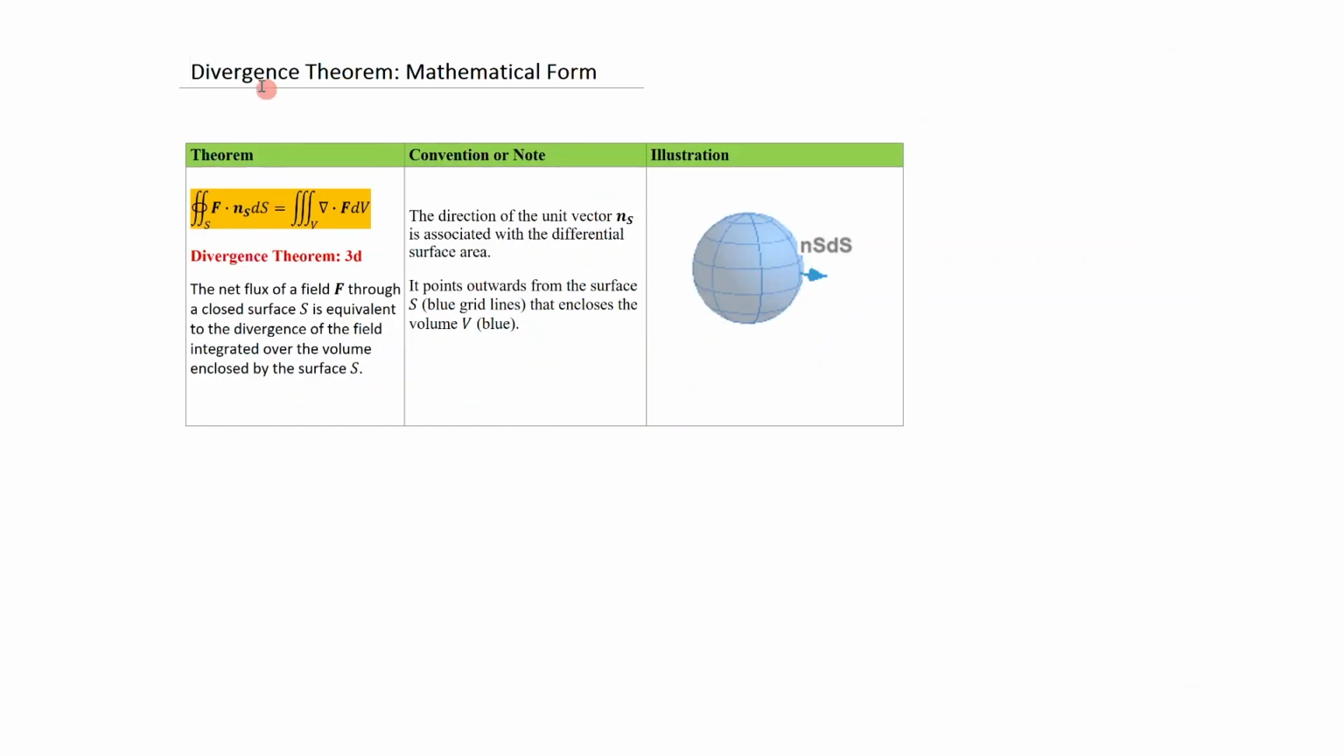All right, what about the divergence theorem, the mathematical form? Again, we know that we have a closed surface, and we also know that the differential surface area associated with the surface must be pointing outwards from the surface. All right, so here's the mathematical form.